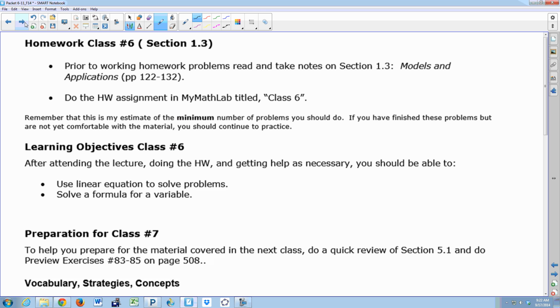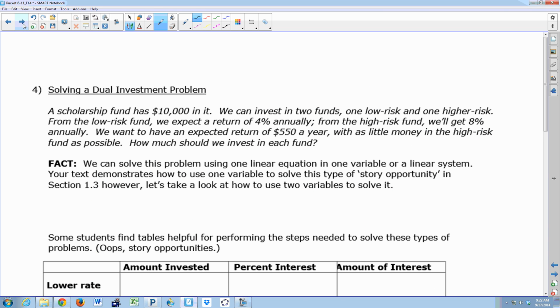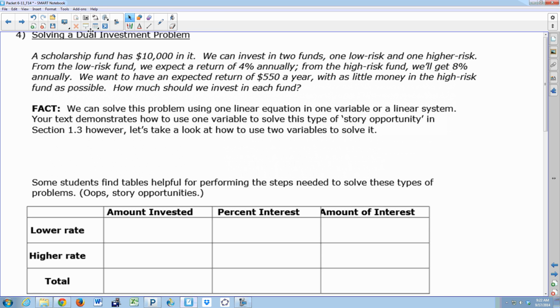Okay, so I want to move along to our class for today, which does this again. And you should be pretty much set now. This is exactly the same problem, except the story is different. Instead of talking about interest and putting money in stocks and bonds, we're talking about scholarships and where we invest it.